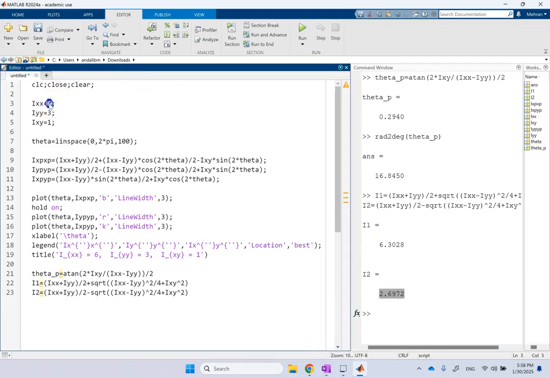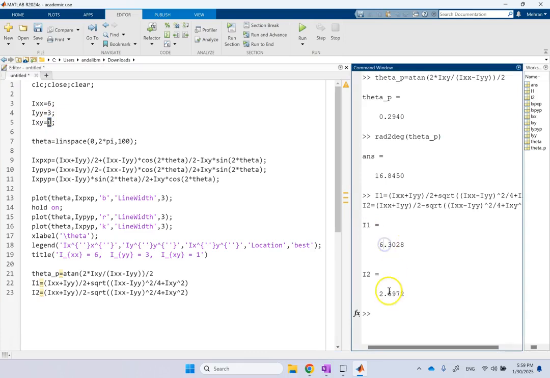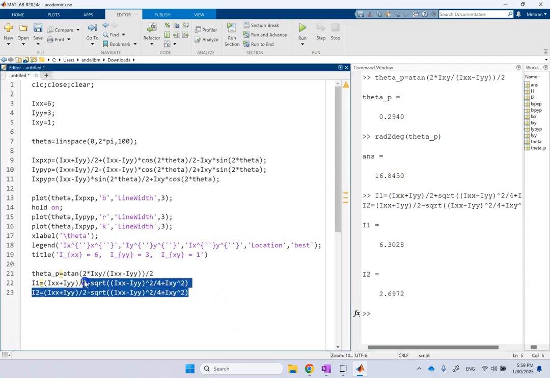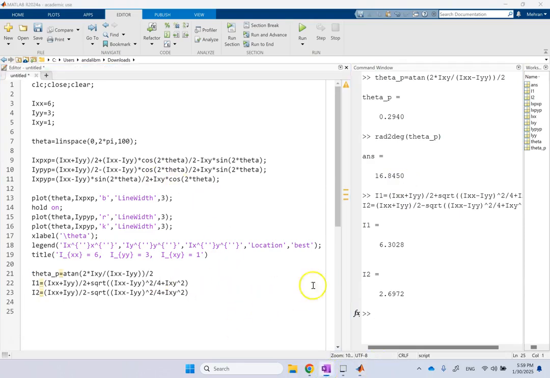So your maximum moment can surpass 6. Of course, it is because here you are not at the principal, so this product term is not 0. You see I1 is this, I2 is that, and this is the angle, 16.8 degrees. So we found them by the formulas that we had from trigonometry.